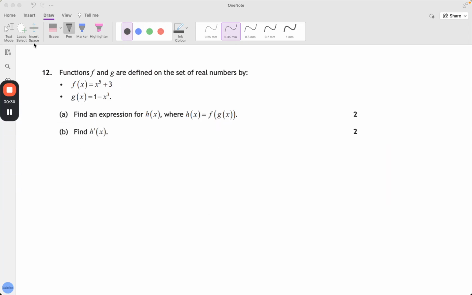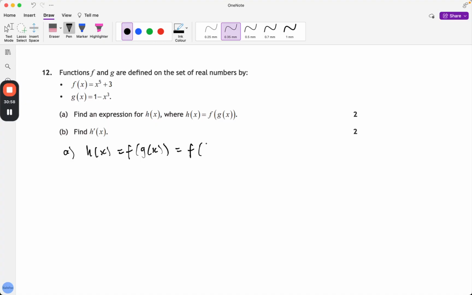Okay, so for question 12, we have two functions defined on the set of real numbers. So we've got f of x equals x to the power of 5 plus 3, and g of x is equal to 1 minus x cubed. And we want to find an expression for h of x, where h of x is f of g of x. So we have some composite functions here, and you want to remember that if we're doing our f of g of x, it means that you're taking your g of x and you're subbing it in to your f of x.